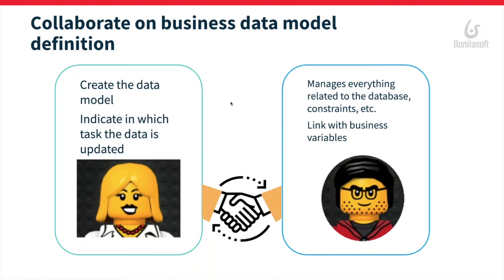Also, Cindy can use the BDM access control feature to define who can access which type of data, and that is something she can do on her own. Then she will indicate to Dave in each task of the process where the data should be updated. For example, in a task, she can add a comment and say, okay, we need to update the number of days. That's the basis of the contract we are going to see afterwards.